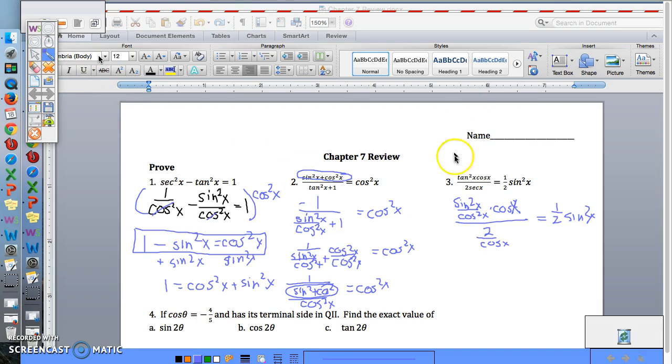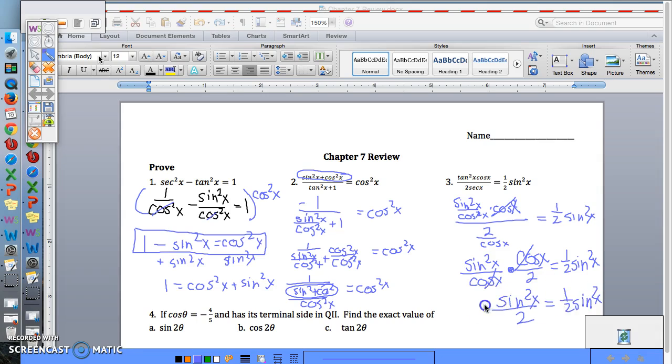So let's see, what can we simplify? Well, cosine and a cosine. So this becomes sine squared of x over cosine of x. We could multiply by the reciprocal, so times the cosine of x over 2. Those reduce down to 1, so we have 1/2 sine squared of x. So this is really sine squared of x over 2, which equals 1/2 sine squared of x. So we've proved it there.